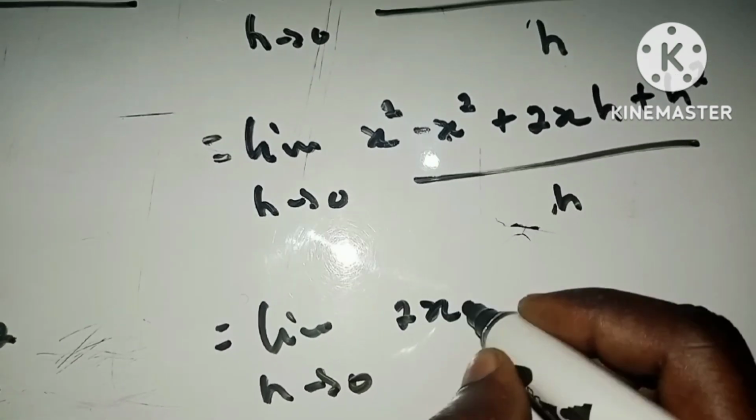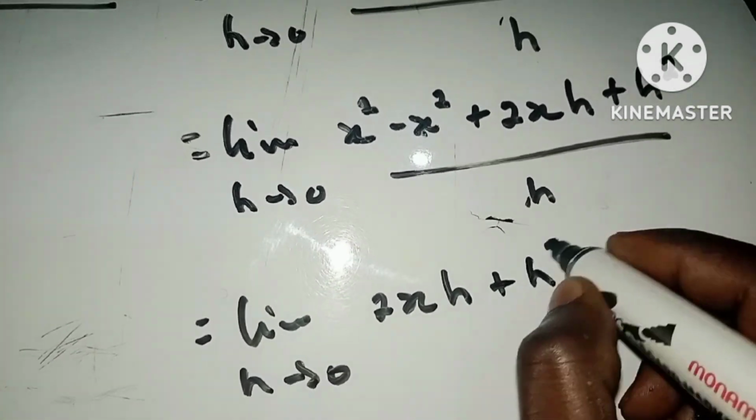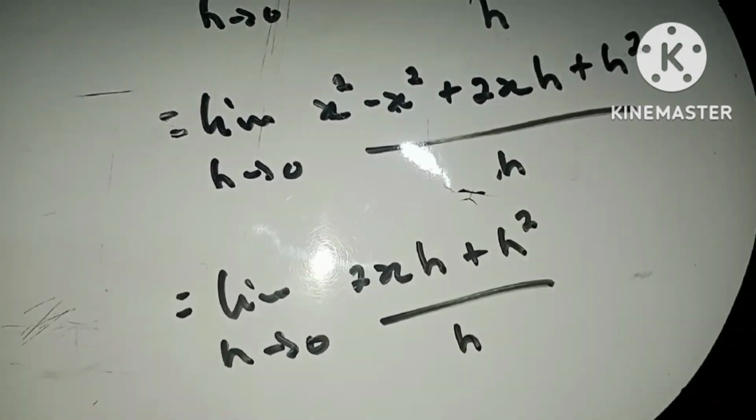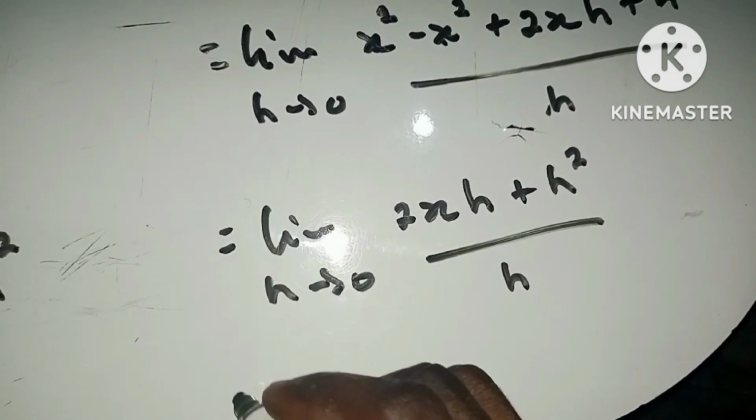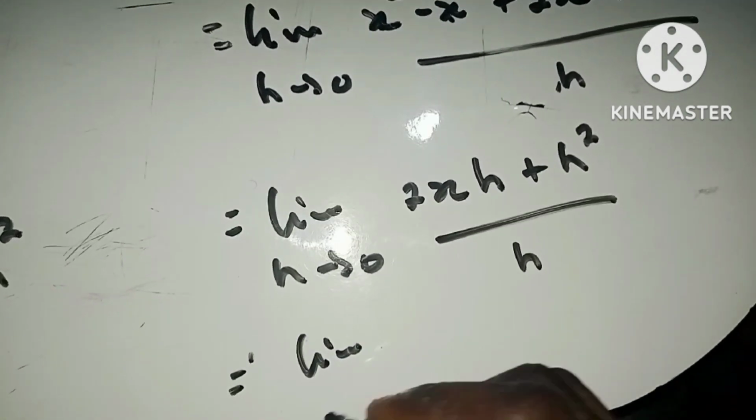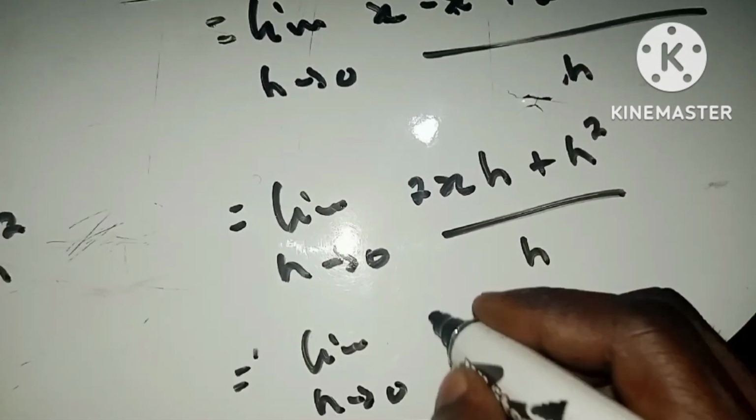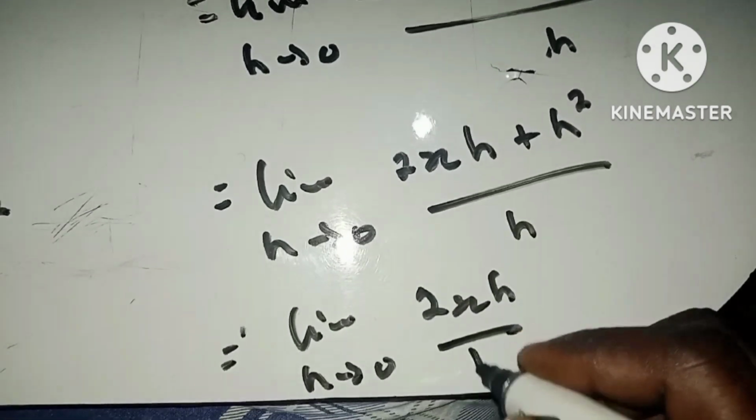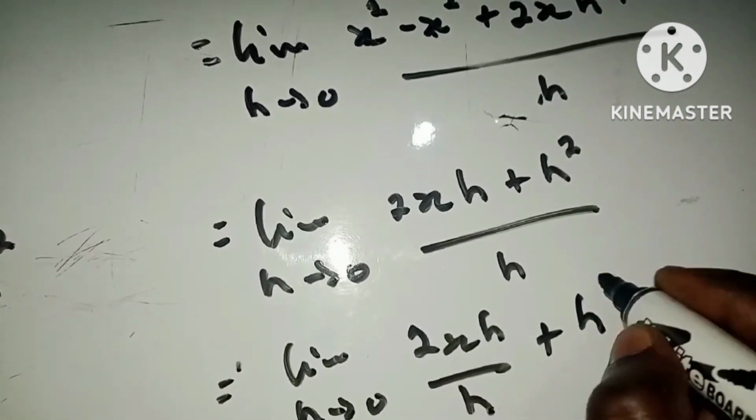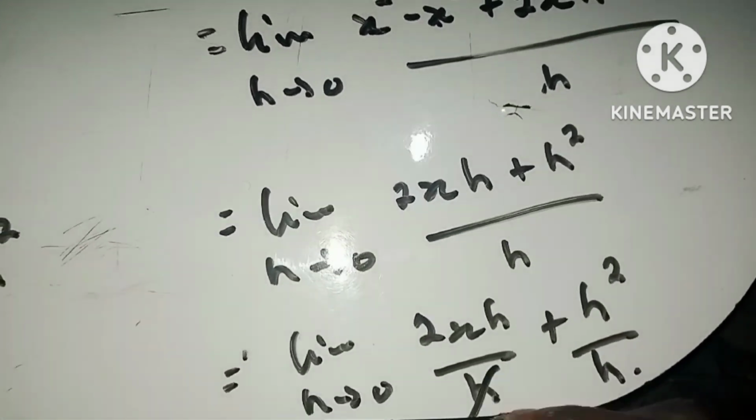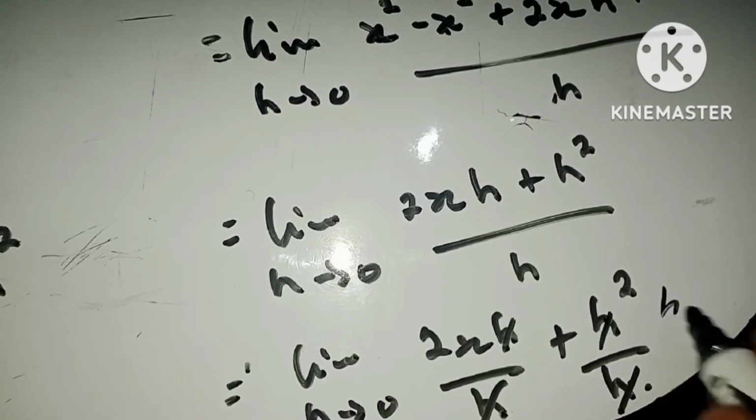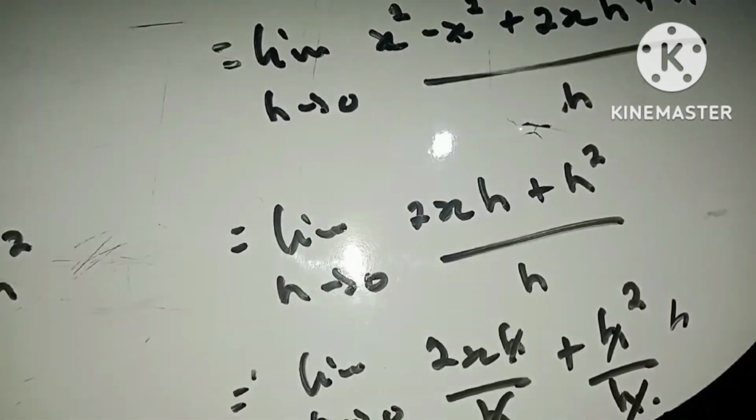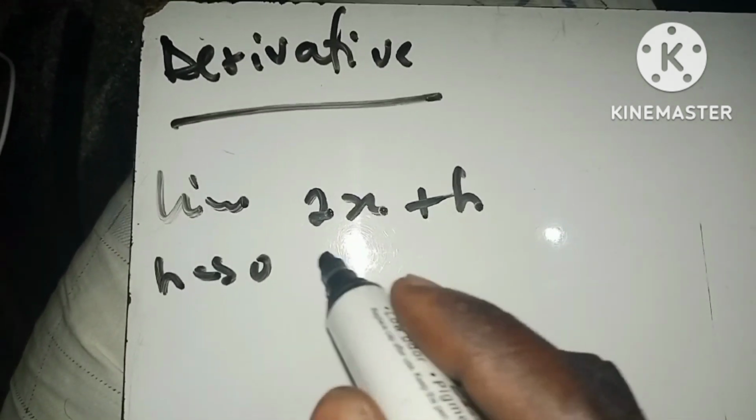So this one goes away. So we are going to have 2xh, and then plus h squared, everything divided by h, right? So here we can manipulate this and make sure that we are dividing each of the terms by h. So this is going to be the limit as h goes to 0, and then the 2xh divided by h here, and then plus h squared divided by h, right? So this one can cancel out, and then for this one we are left with just one h on top here, right? Okay. Now, after canceling out, this is what we are going to have.